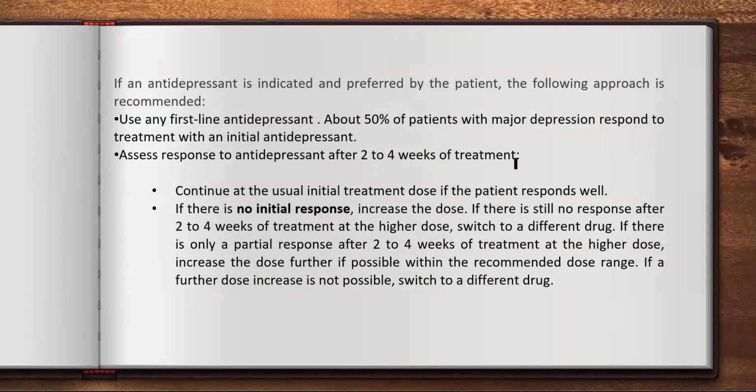Now look at this guideline. This is an Australian guideline. So we'll always start with a first line antidepressant. The first line antidepressant is mainly SSRI, so sertraline, fluoxetine, paroxetine, those. Usually you will assess the response after 2 to 4 weeks of treatment. Continue the usual initial treatment if the patient responds well. But if there is no initial response, increase the dose. If there is still no response after 2 to 4 weeks of treatment at the higher dose, then you switch to a different drug.